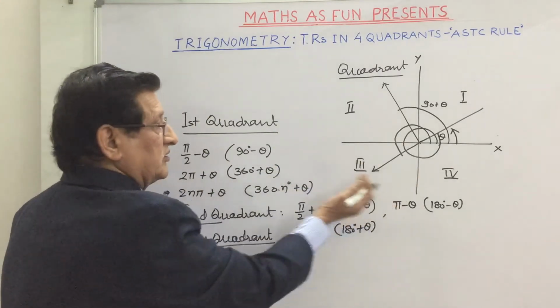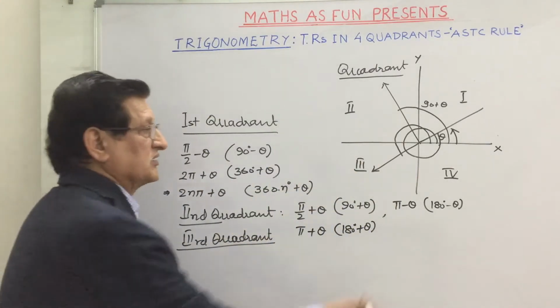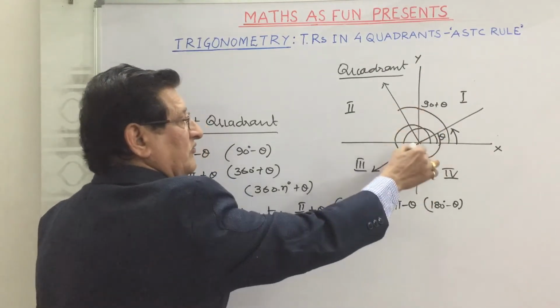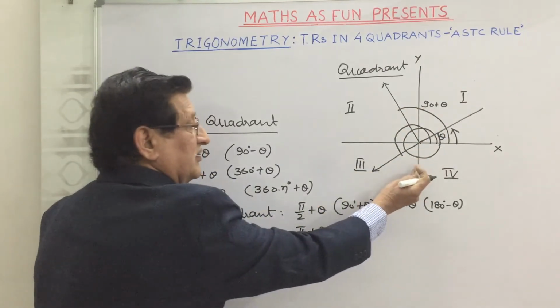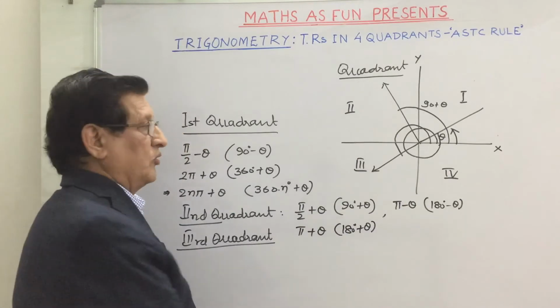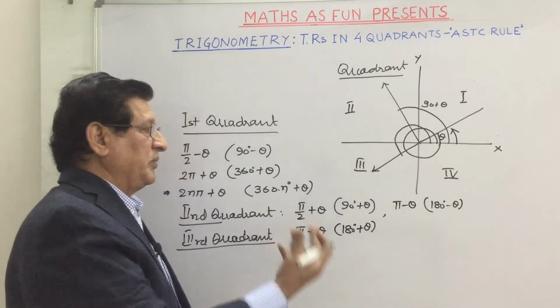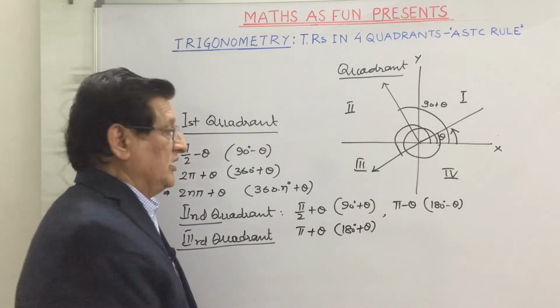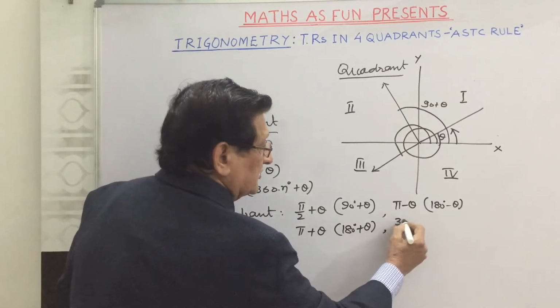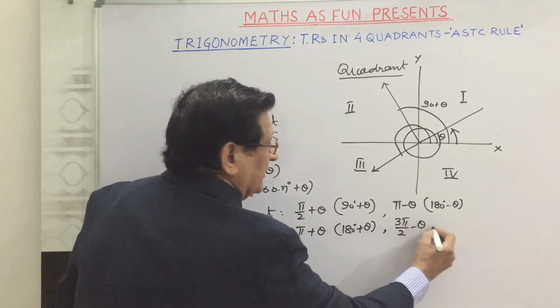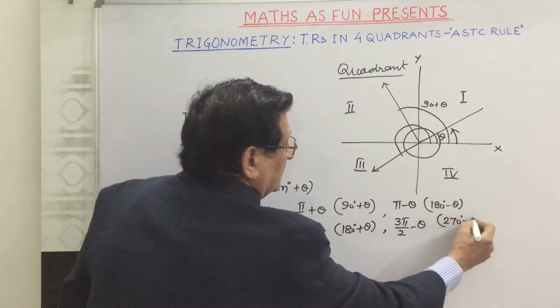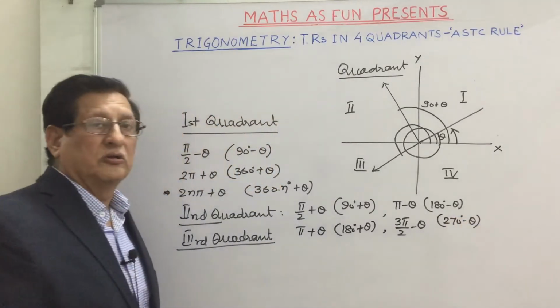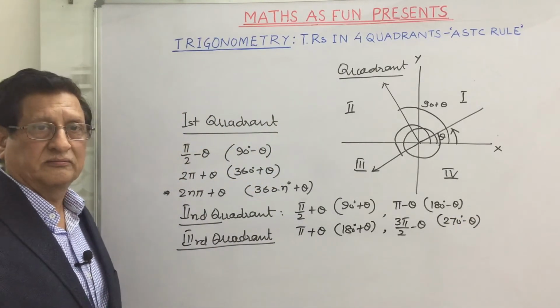But if we go the other way around, then this angle is 270 degrees. Overall, we say if any angle is less than 270 degrees or greater than 180 degrees, it will lie in the third quadrant. So we can also say 3 pi by 2 minus theta, or 270 degrees minus theta, also lies in the third quadrant.